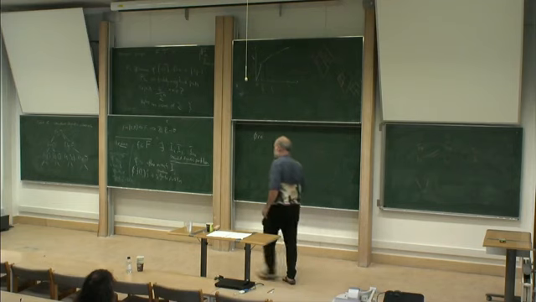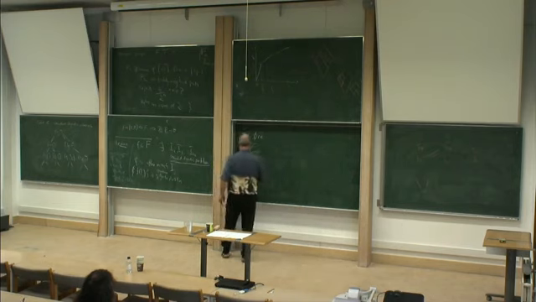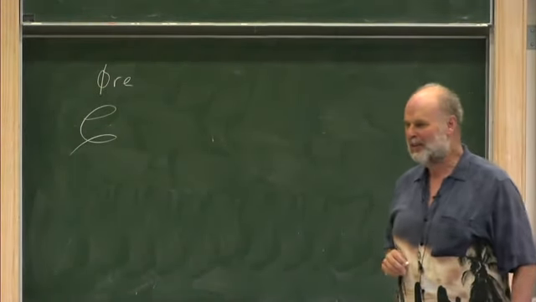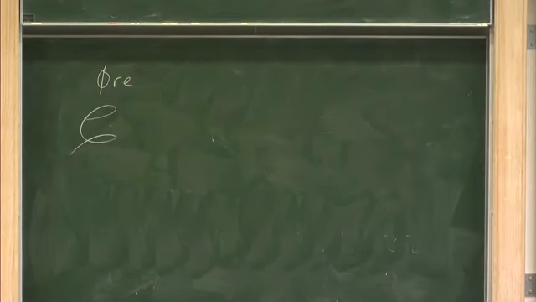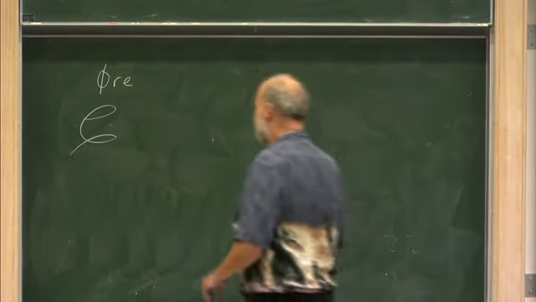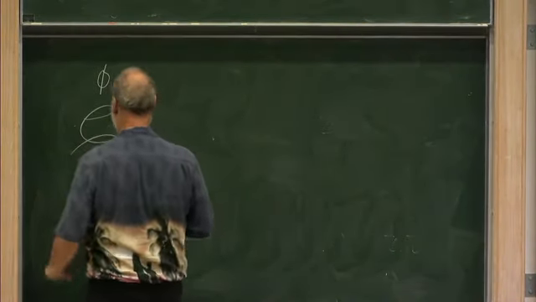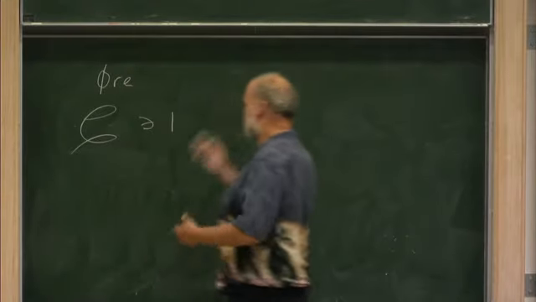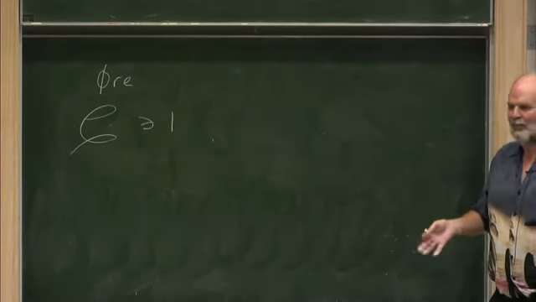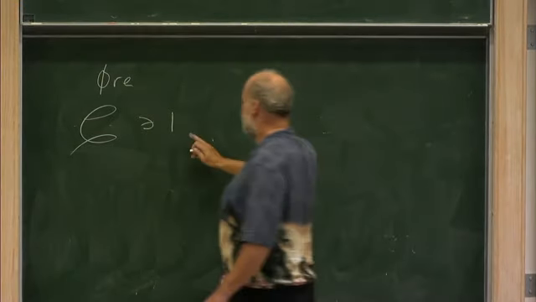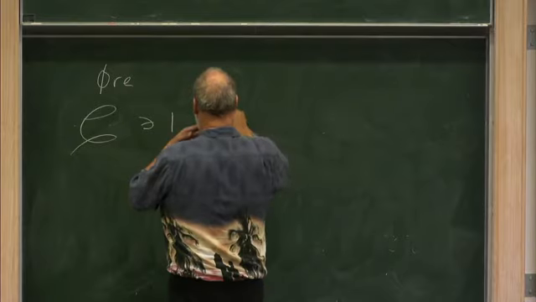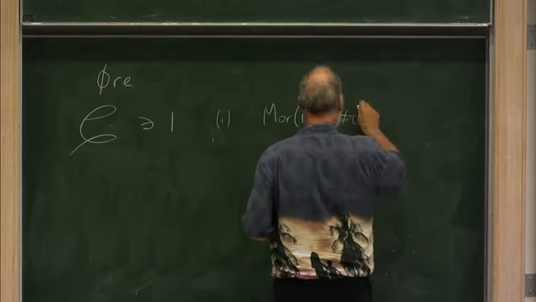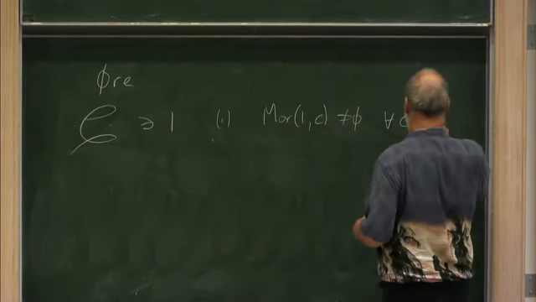So here's the setup. I'm going to start with the category C. By the way, those of you who know me know that I have a love-hate relationship with categories, and I don't use the word unless I really have to, but it's definitely the right thing here. C is going to have three properties. It's going to have an object which I'm going to call 1, and the first property is that the set of morphisms from 1 to C is not empty for all objects C.